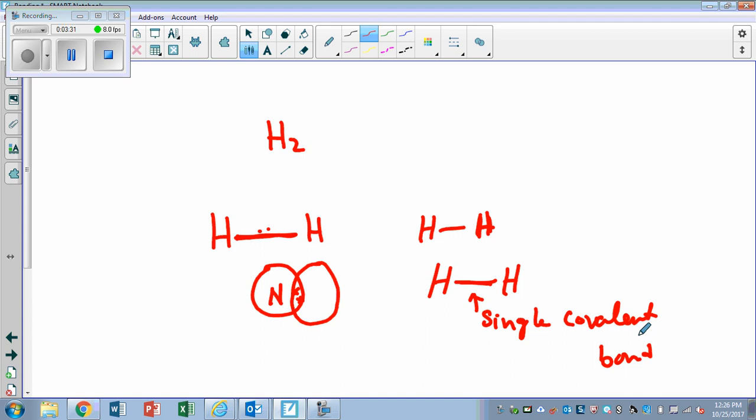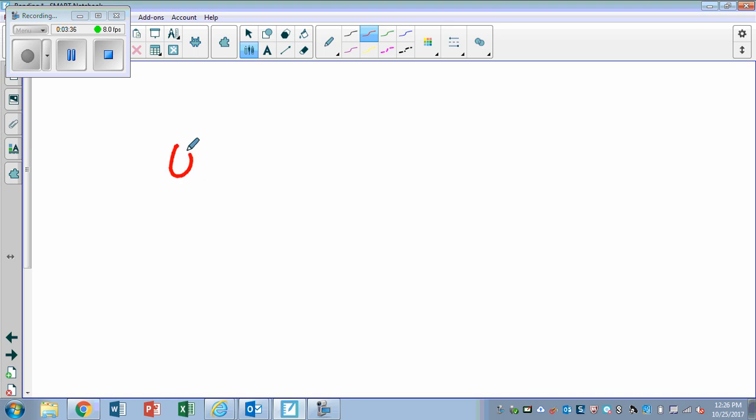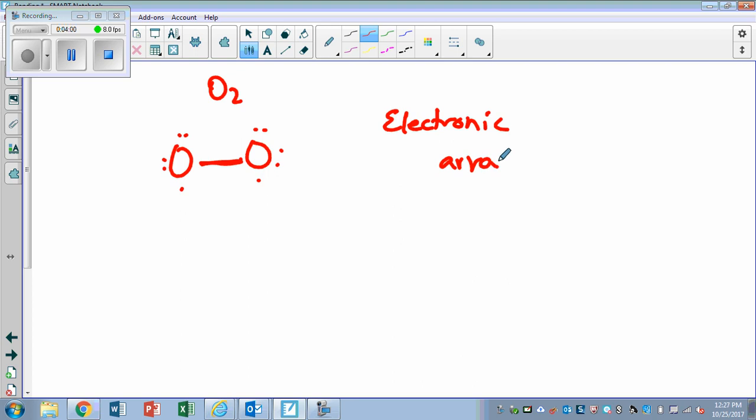Then we can talk about multiple covalent bonds. For example, oxygen. Oxygen has 6 valence electrons. If we want to draw the dot diagram or structure of O2, this is how it looks. The two atoms share electrons, but this sharing is not complete. It does not complete their electronic arrangement. Their electronic arrangement is not complete or stable.